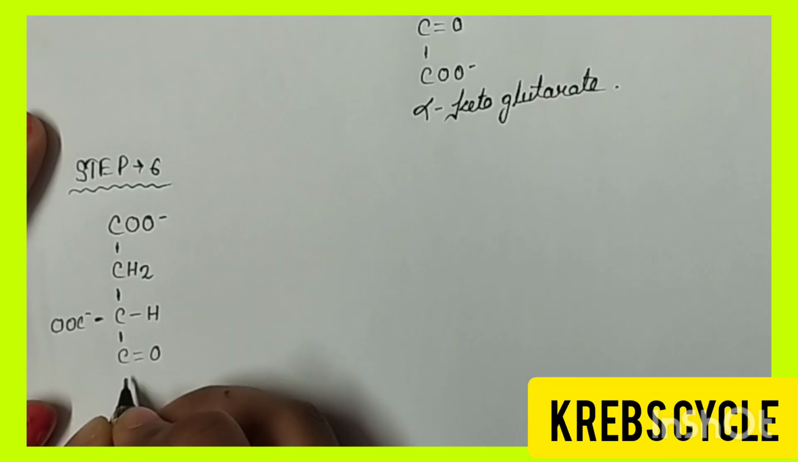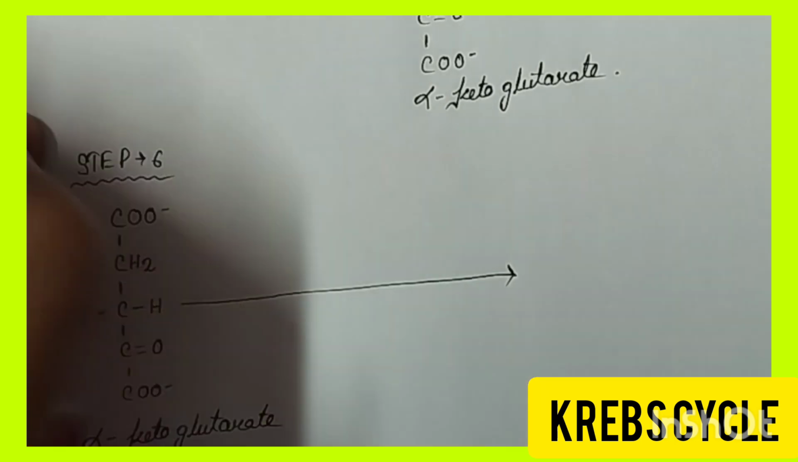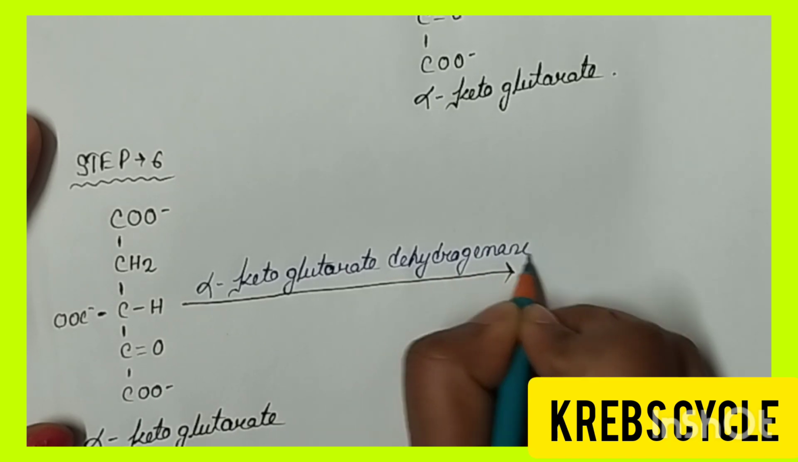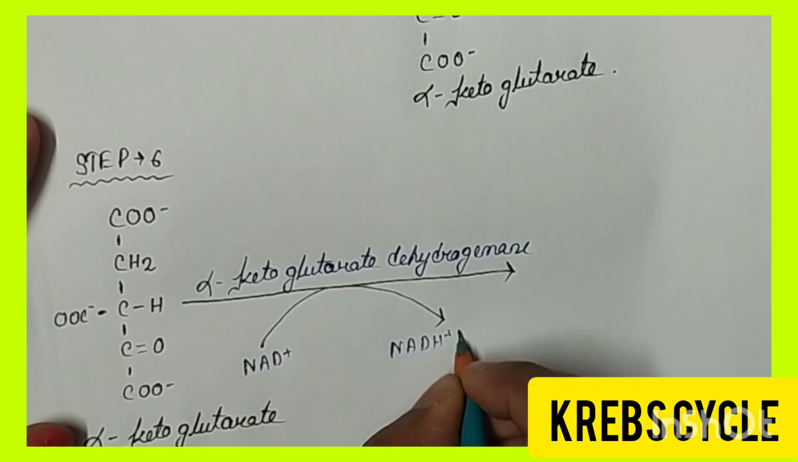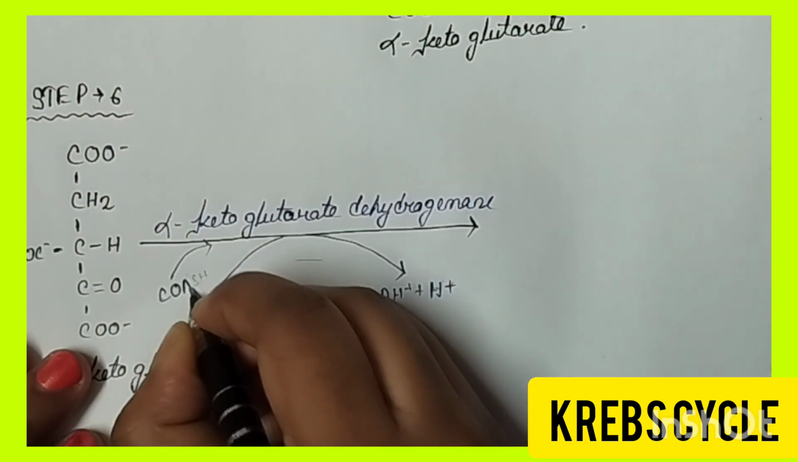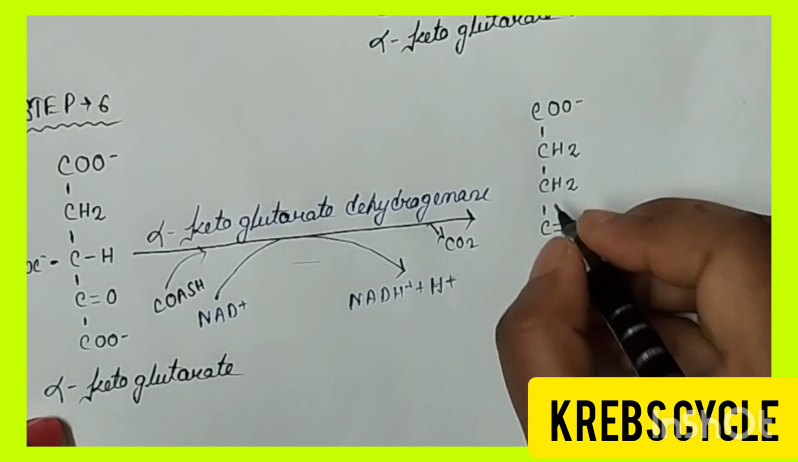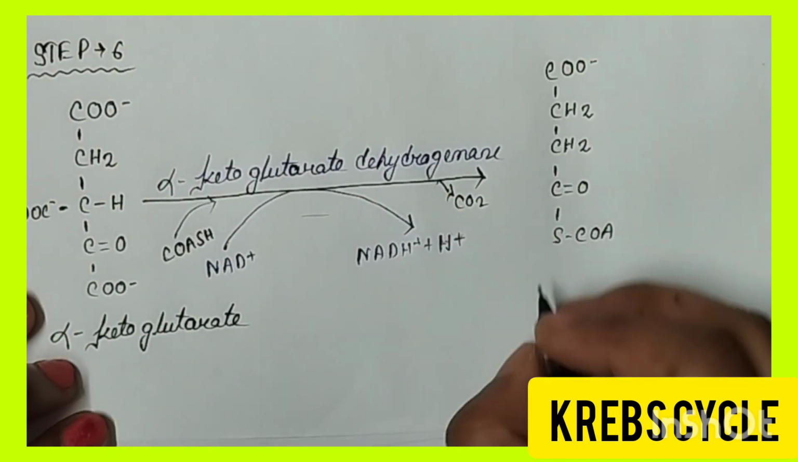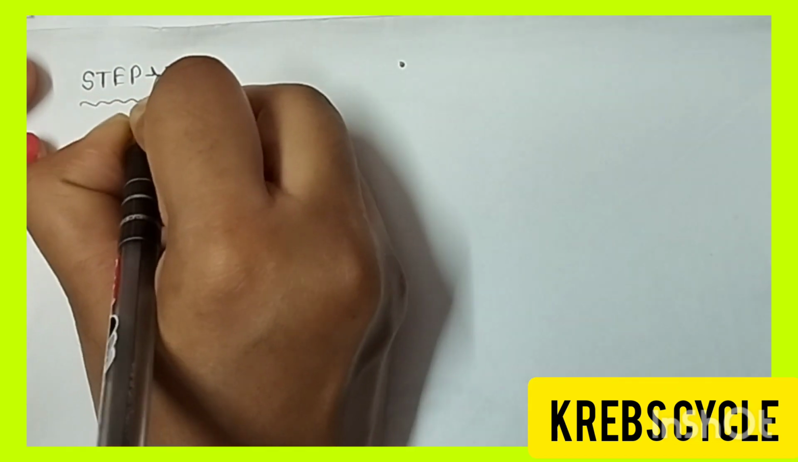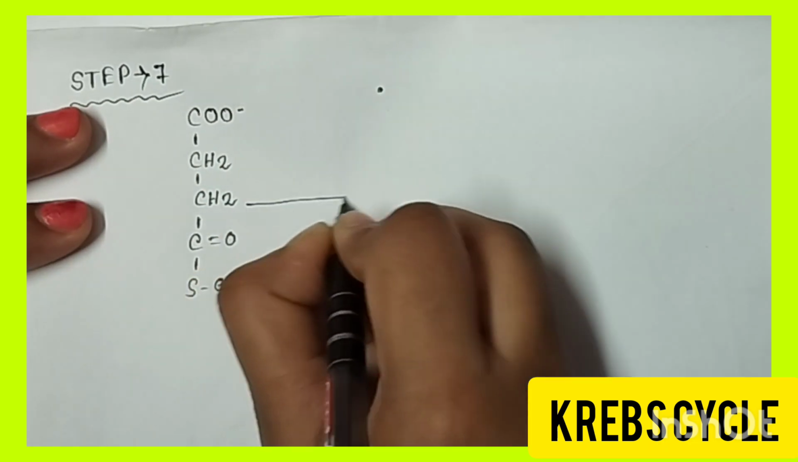And next, this reaction is helped by the enzyme alpha ketoglutarate dehydrogenase. In these reactions, HS CoA enters and NAD plus enters, producing NADH plus H plus, and CO2 is eliminated from alpha ketoglutarate, forming succinyl CoA. Please remember that these reactions are similar to the first step of the Krebs cycle.